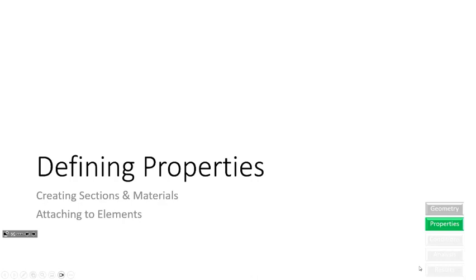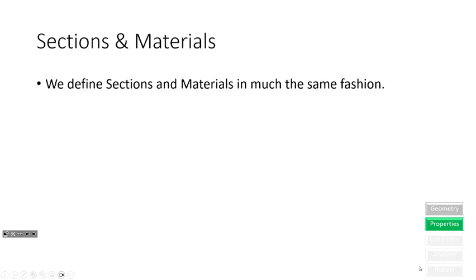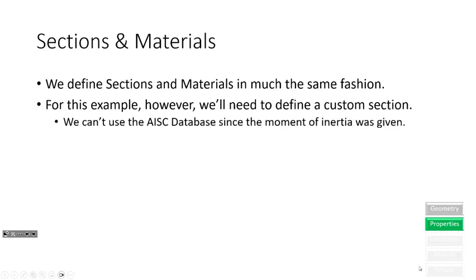Okay, so properties are going to be a little different on this model too, because we need to define sections and materials in much the same fashion, but we have to create our own section with this problem. This problem gave you an I value of 15,000 inches to the fourth. What was it? I can't remember. 15, okay. So we can't use something like the W10 by 49. We have to create our own, okay?